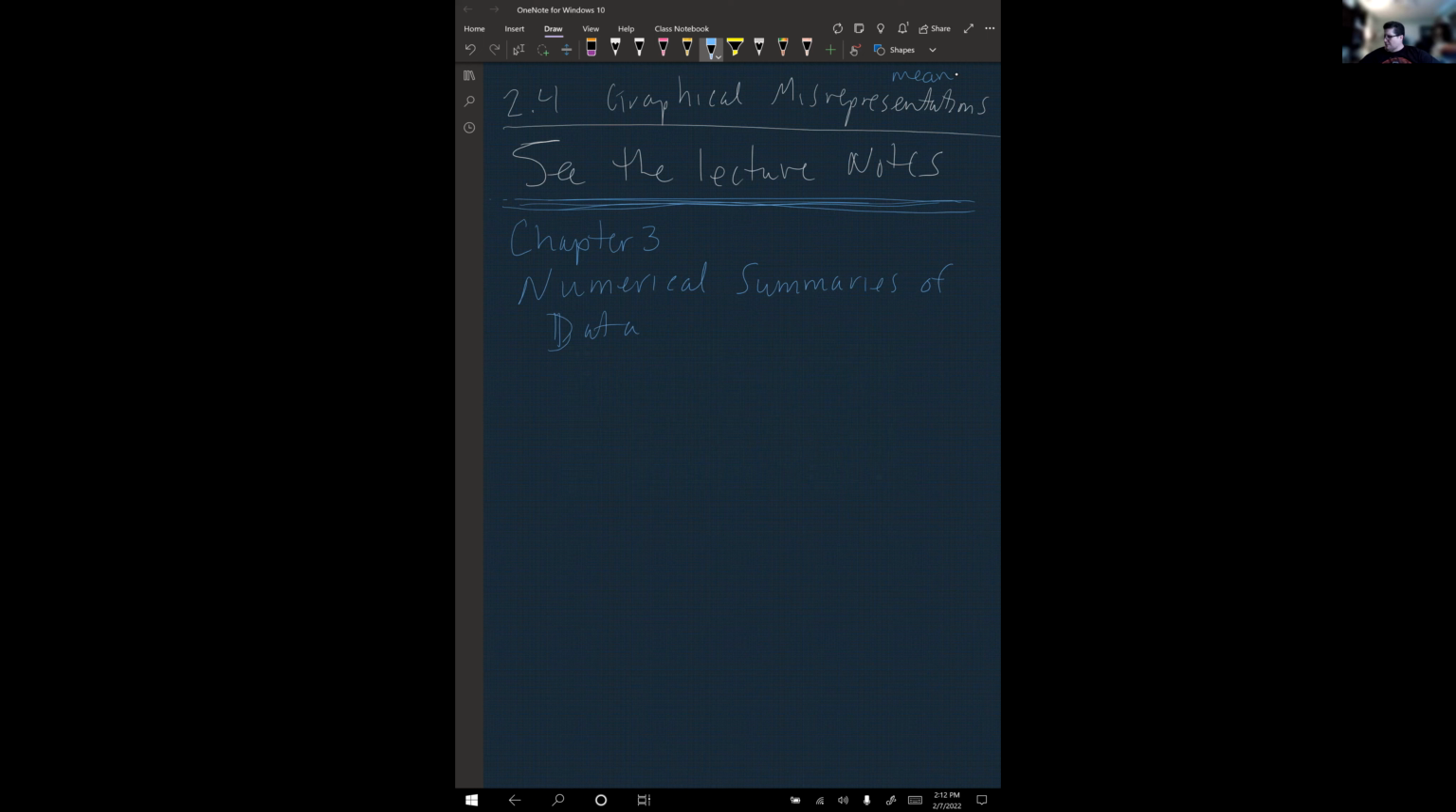So what does that mean? What is a summary? The summary is just like wrapping up all the data. Can we say something about the data just using one value? Or as few values as possible?